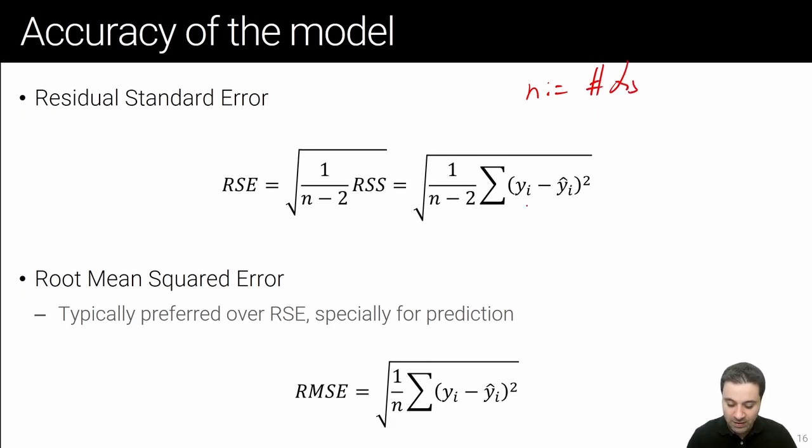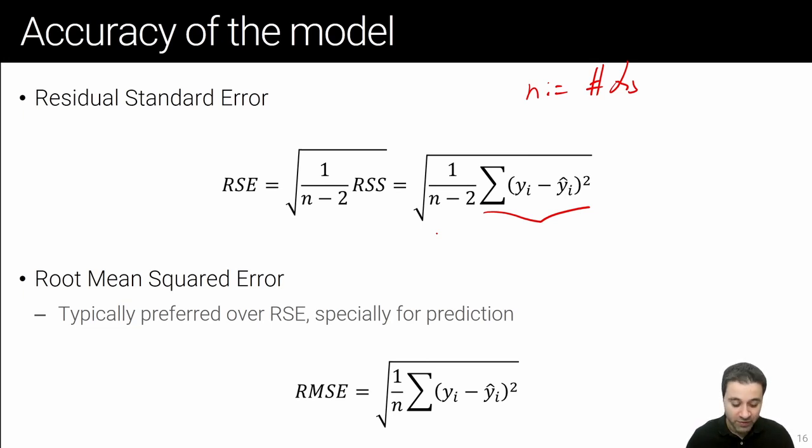And what we take is the sum of the residual square divided by n minus 2, and then the square root. And so the higher this number, the worse the model, the higher the standard error. And the lower the number, the better. Now, many times it's a little bit difficult to think about that.